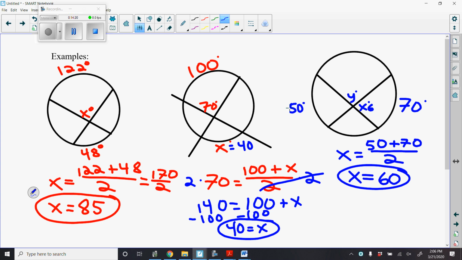Well, if x is 60 degrees, how can I find y? Well, once again, those two angles, the angle that's x and the angle that's y, these two have to add to 180. Therefore, if x plus y equals 180 and x is 60, 180 minus 60 is 120 for y. Let me show you one more example and then we'll be done.